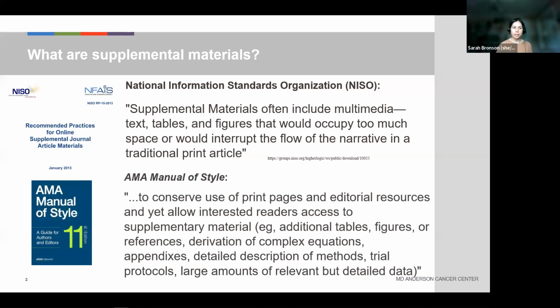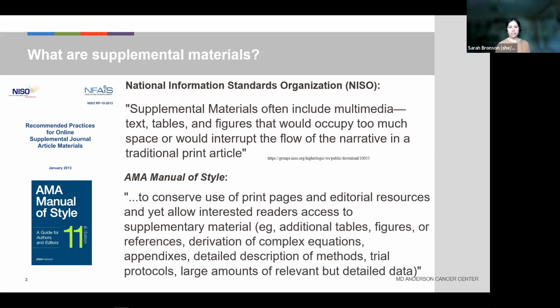And the AMA Manual of Style gives some further guidance, but it's based very much on those NISO guidelines. It cites and quotes them quite a bit and amplifies them.